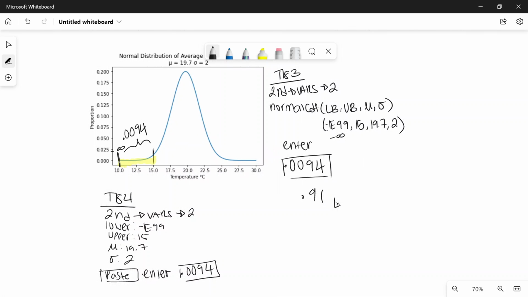It would be literally like 0.94. That's it. And it makes sense, right? Because it's a really small area there. But yeah, that's pretty much it.